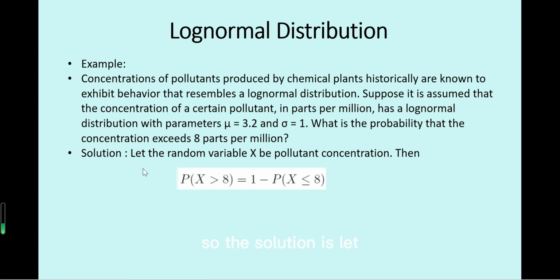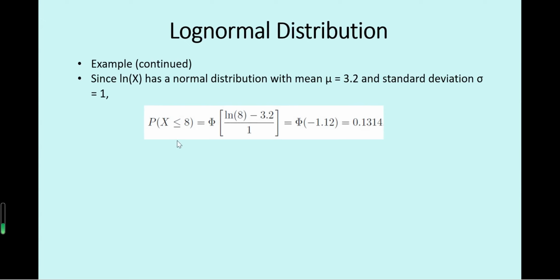The solution is, let random variable X be the pollutant concentration. We want to know the probability of X larger than 8, which equals 1 minus the probability of X less than or equal to 8. Since log X has a normal distribution with mean mu 3.2 and standard deviation sigma 1, we can use the cumulative normal distribution.